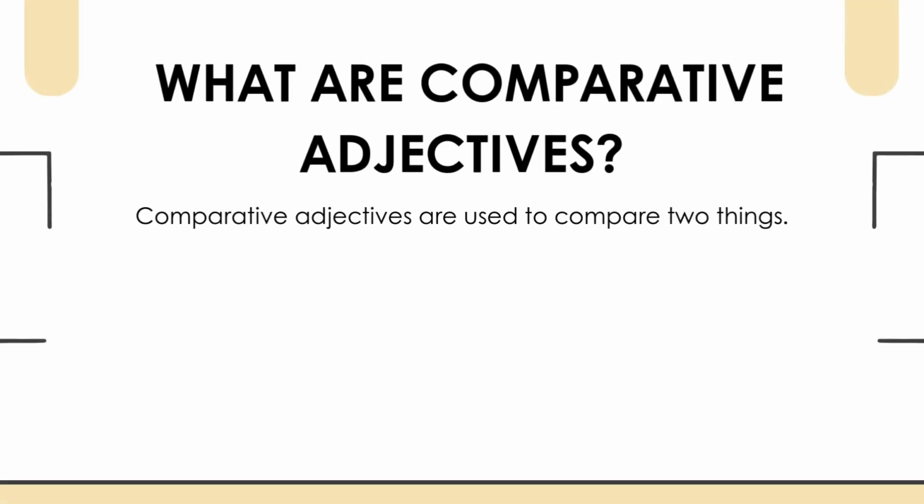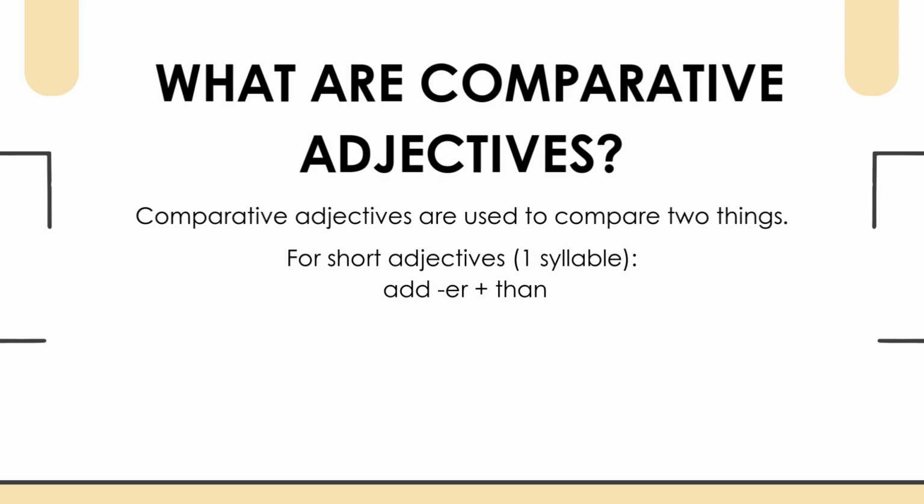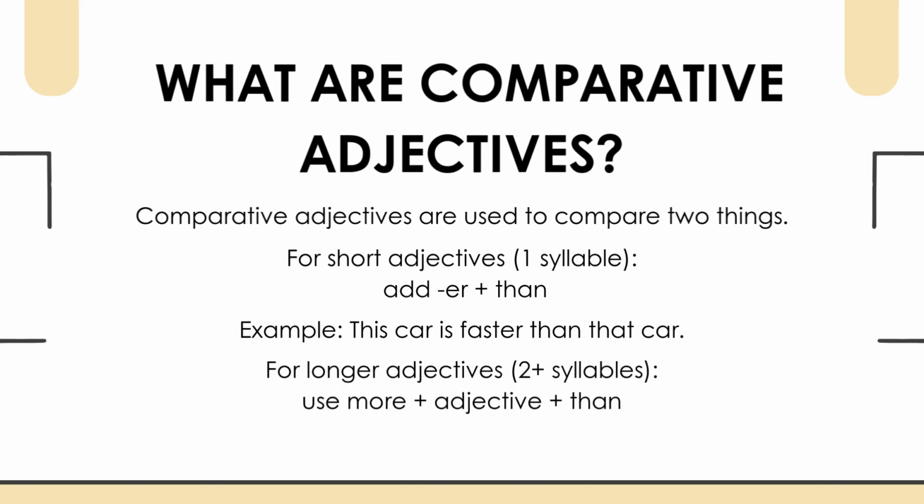Comparative adjectives are used when we want to compare two things. For short adjectives with just one syllable, we add -er plus than. For example, this car is faster than that car. For longer adjectives with two or more syllables, we use more plus the adjective plus than. For example, she is more beautiful than her sister.